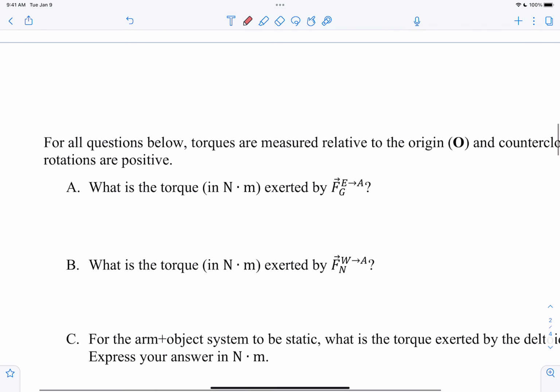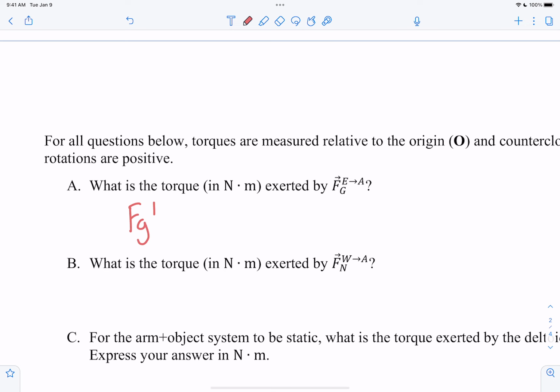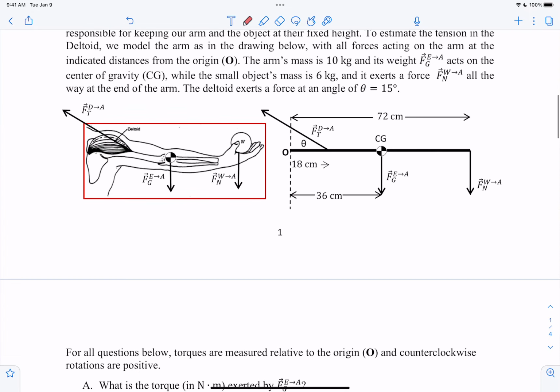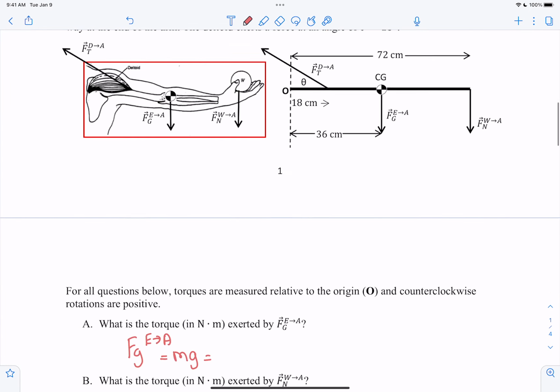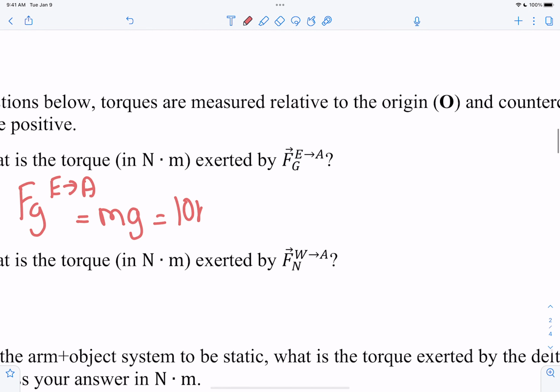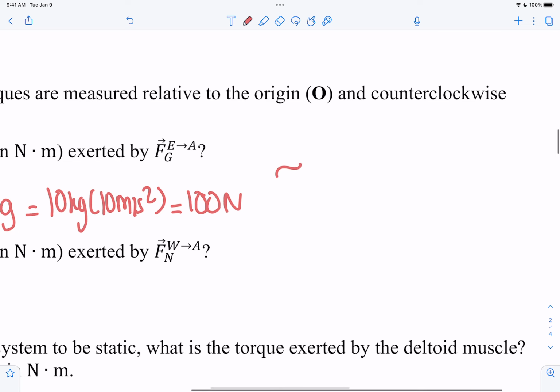So we have FGEA, and that's equal to mg, the mass of the arm times the acceleration due to gravity. The mass of the arm was 10 kilograms. So that's 10 kilograms times 10 meters per second squared, an easy 100 newtons, right? Now if we want to figure out the torque of the arm, basically.